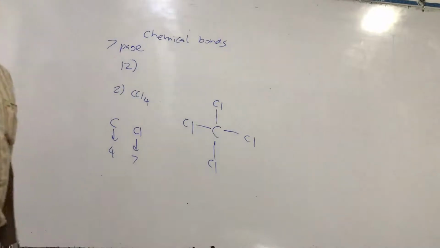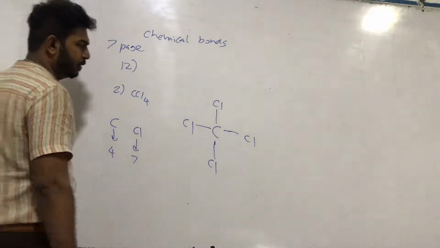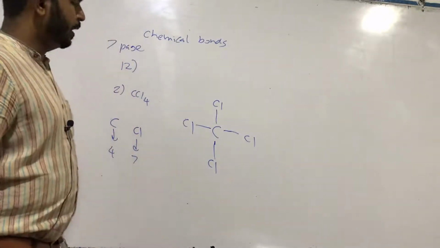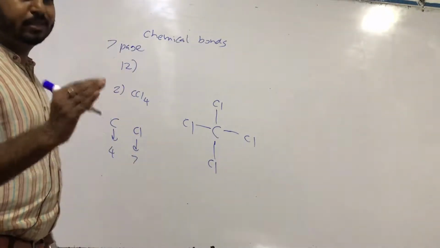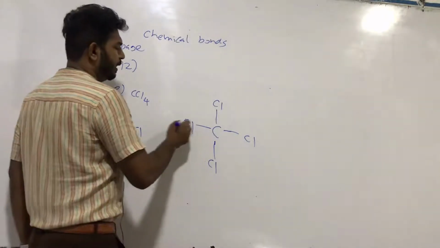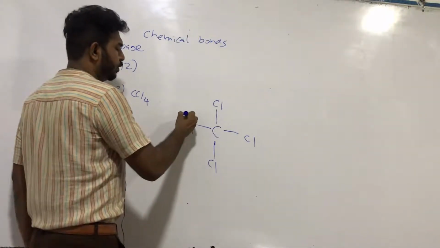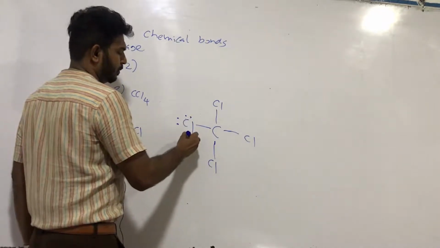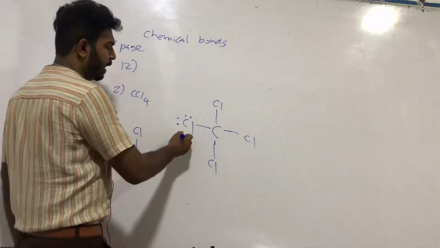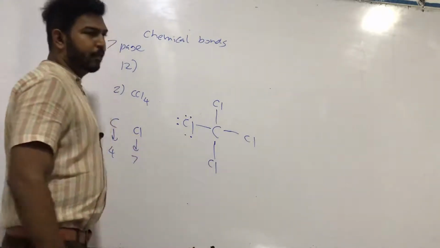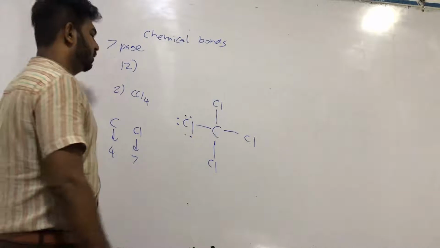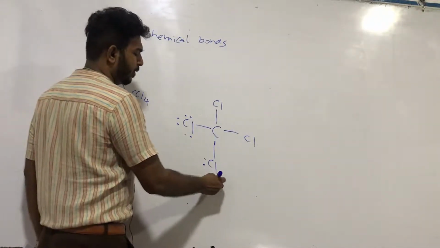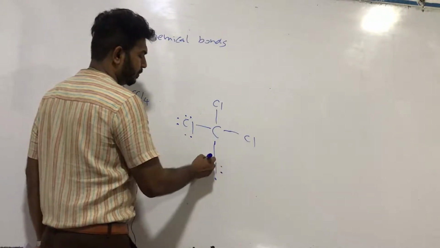Then when we consider chlorine, chlorine has 7 electrons. That means chlorine shares 1 electron. Then how many electrons are remaining on chlorine? There should be 6 electrons. So 1 is here. Then other 6 should be placed like this. Okay, Pute? Do you understand? So there are 7 electrons on chlorine. So 1 is shared here. Then there are another 6 electrons here.